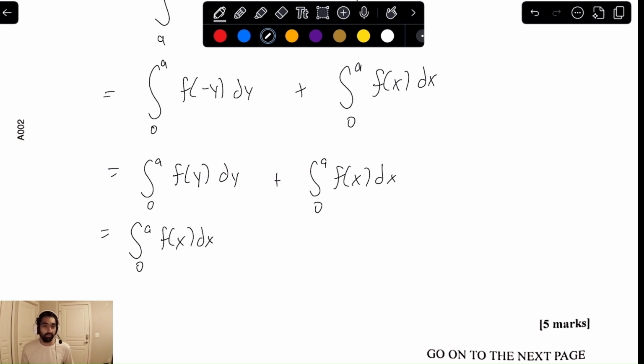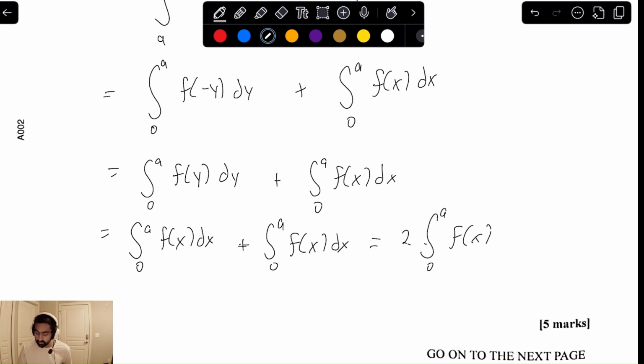If you want, you could think of this as doing u substitution with x equals y, if you really don't believe me. But really what it just means is that once I change all my occurrences of y to x, the formula is still true, because it's what's known as a dummy variable. And then the other one will remain unchanged, the integral from 0 to a of f of x dx. And then of course, if I just add the same thing to itself, I get twice the integral from 0 to a of f of x dx, which is exactly what we wanted to show.